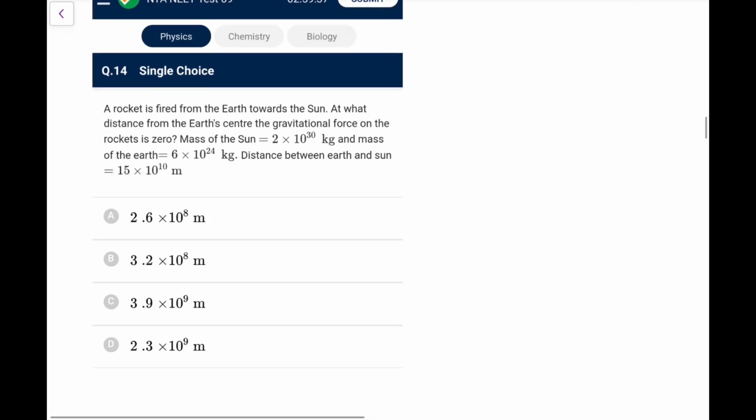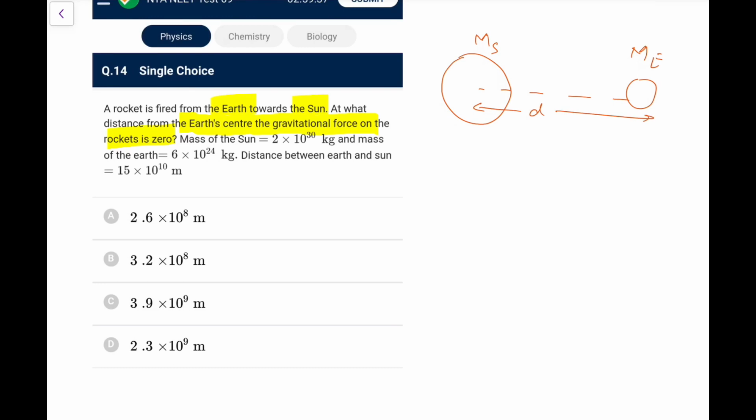Next, a rocket is fired from the Earth towards the Sun. At what distance from the Earth's center is the gravitational force on the rocket 0? Okay, so we have to take the effect of both. Basically you have to get the null point. That is a simple thing. This is Sun, this is Earth. Let's say this is MS, this is ME, and the distance D is given. So let's assume the distance from the Earth center be x, and this will become d minus x. So both fields must cancel.